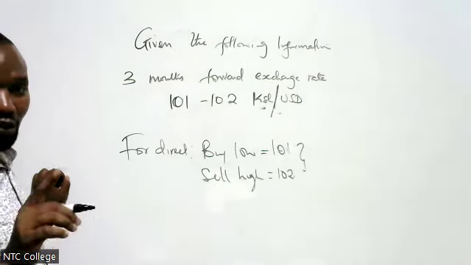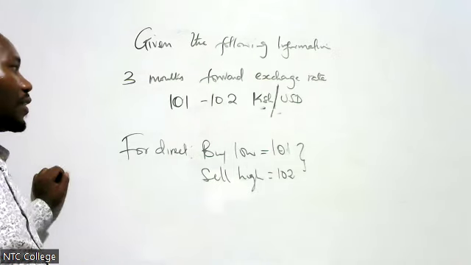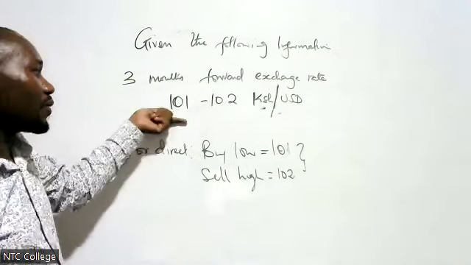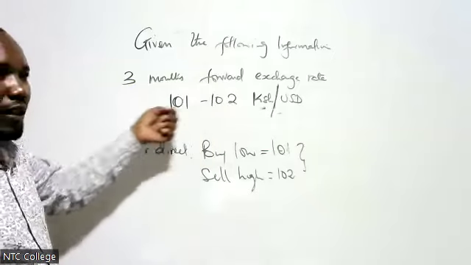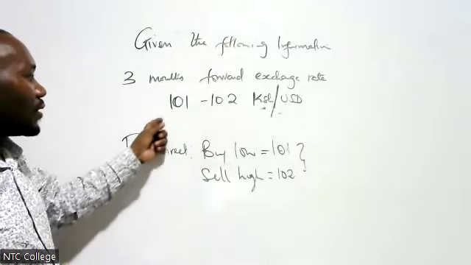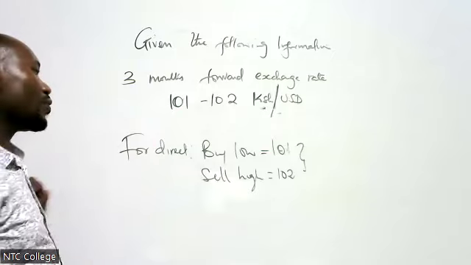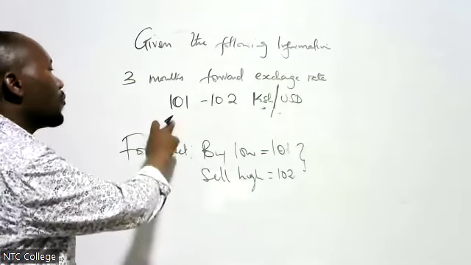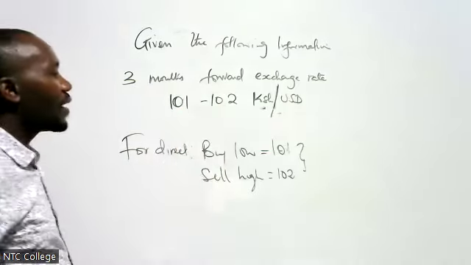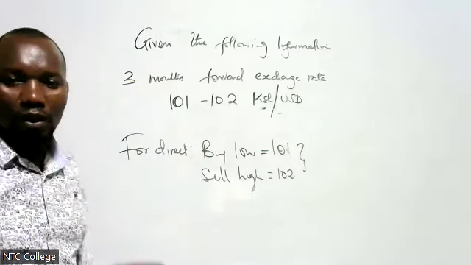So the first thing that you need to know, whenever you're given this kind of question, is to look at the question and ask yourself, is it direct or indirect? Once you know that it's direct or indirect, you need to identify which side is buying and which side is selling. After that, you need to go to the role of the bank.